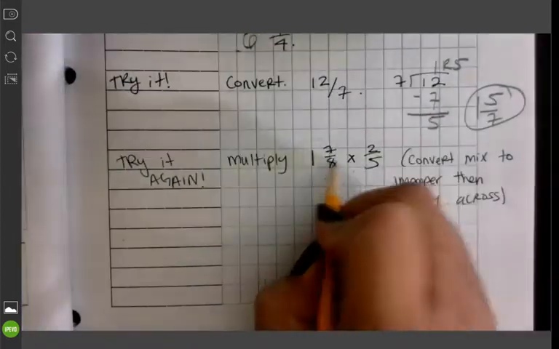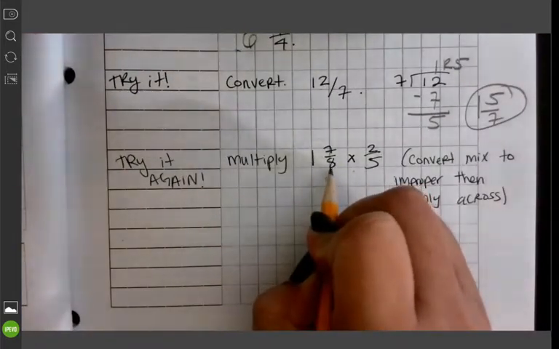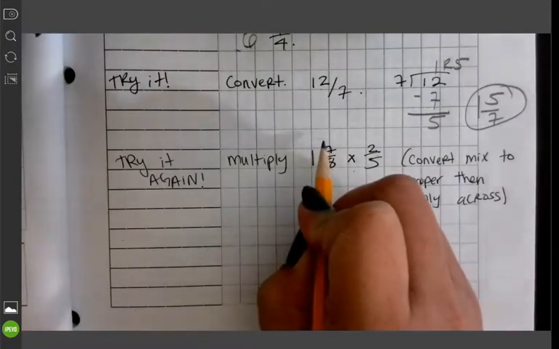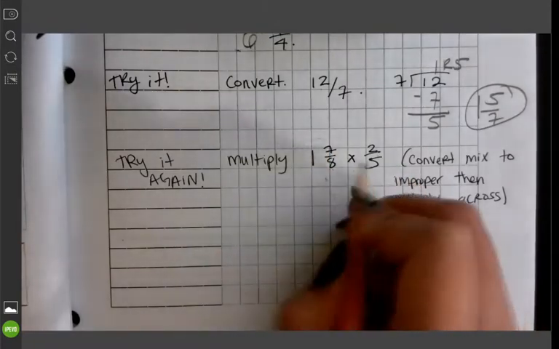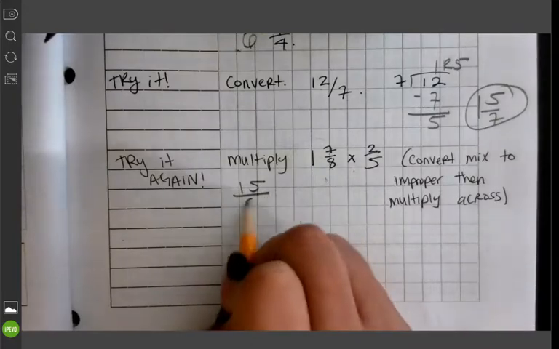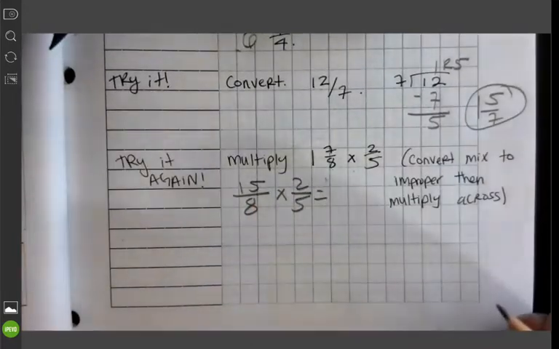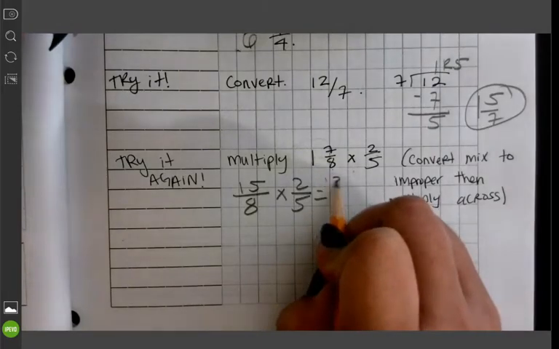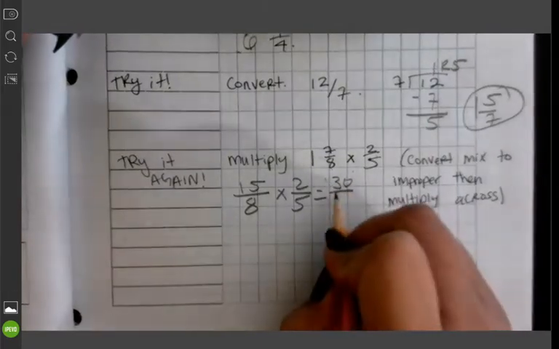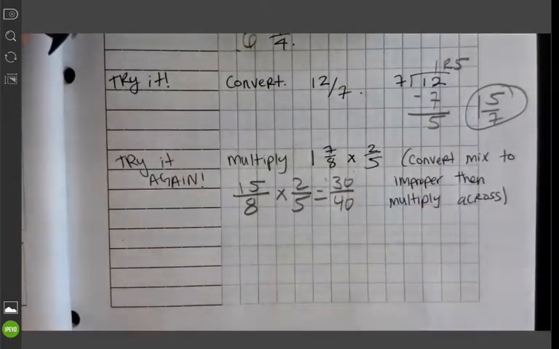And we're going to do it. So 1 times 8 is 8. 8 plus 7 is 15. So this is now 15 over 8 times 2/5. 15 times 2 is 30. 8 times 5 is 40.